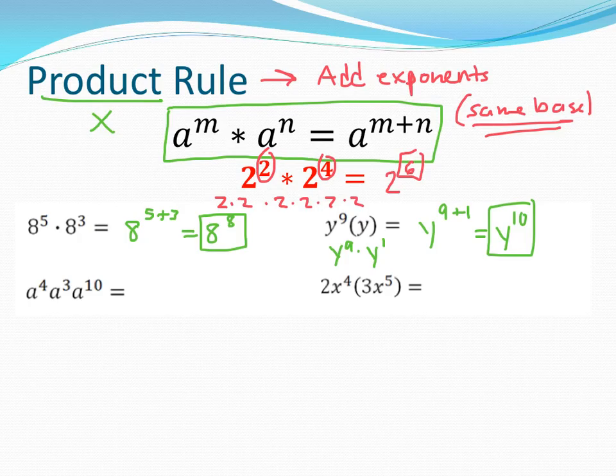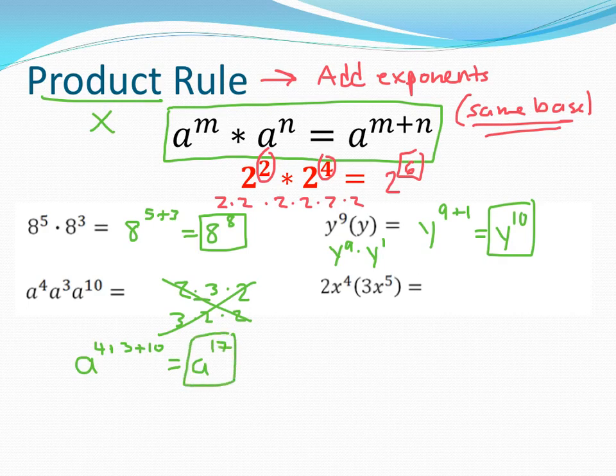Okay. Next one, we have three things. We have a to the 4th power, a to the 3rd power, a to the 10th power. So we have three things multiplied together instead of two. Well, remember, with multiplication, it doesn't matter how many things I multiply together. For example, I can do 2 times 3 times 2, or I could do 3 times 2 times 2. It should give you the same result in the end. So now looking at this one, I have the same base in all three of them, so I can add all the exponents. 4 plus 3 plus 10 is going to give me a to the 17th power. Okay, so add all the exponents.